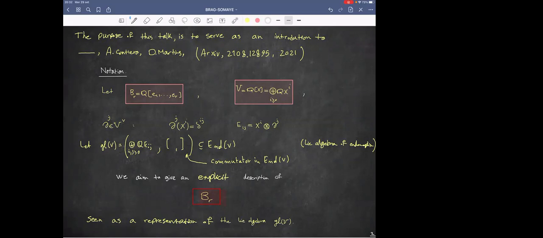For me, B_R will be the polynomial ring in finitely many indeterminates e_1 up to e_r. And the reason I am indicating the indeterminates with e_i is that, if you want, you can look at B_R as the ring of symmetric functions in r indeterminates, and then the e_i would be the elementary symmetric polynomials.